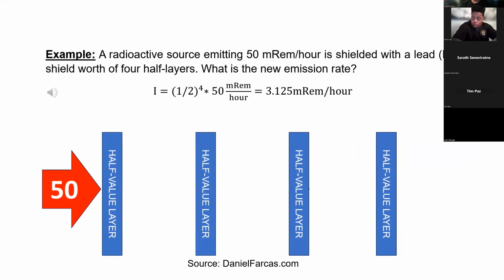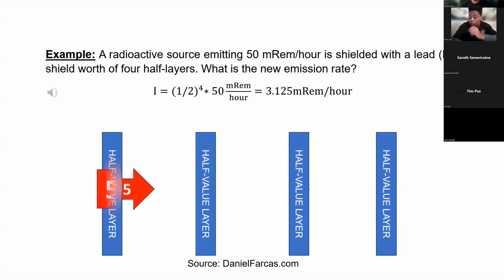For example, a radioactive source emitting 50 millirems per hour is shielded with a lead shield worth 4 half layers. What is the new emission rate? As you can see in the animation, by simply dividing 50 four times.